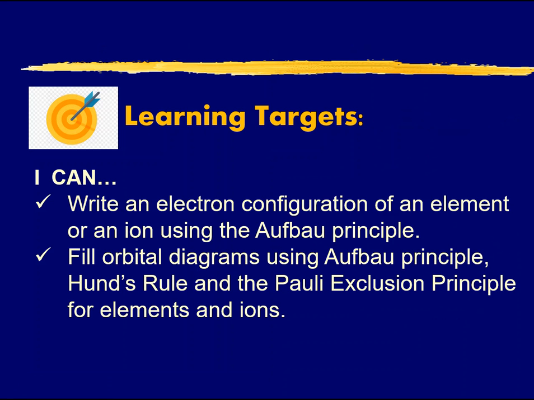So today we're going to be able to write electron configurations of elements and ions using the Aufbau principle. We're also going to be able to fill in orbital diagrams of atoms, ions, and elements using the Aufbau principle, Hund's rule, and the Pauli exclusion principle.